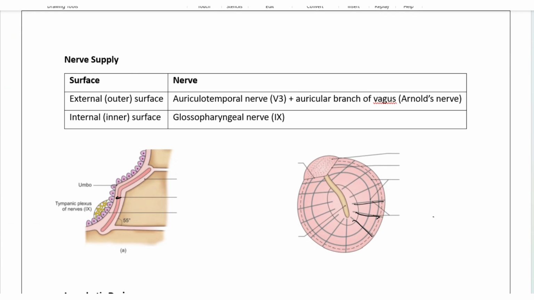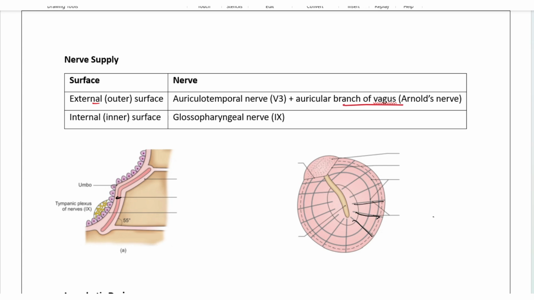Coming to the nerve supply, external and internal. External is by the auriculotemporal nerve and auricular branch of vagus, also called as the Arnold's nerve. Inner or internal is by the glossopharyngeal nerve.